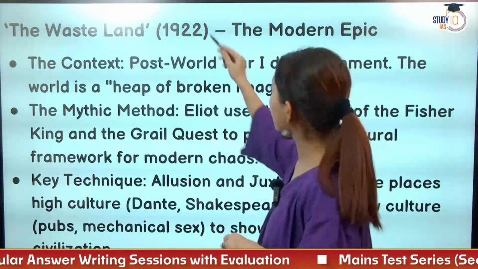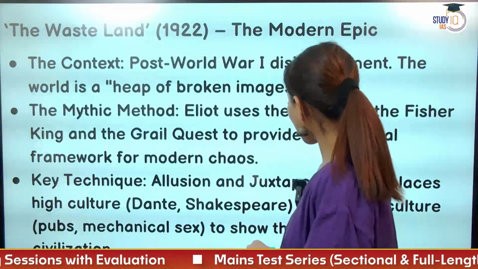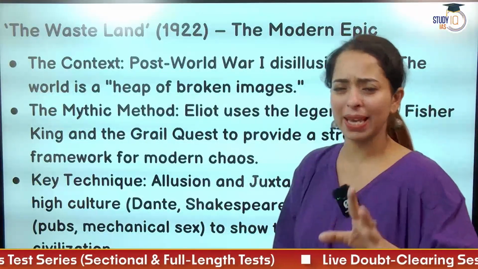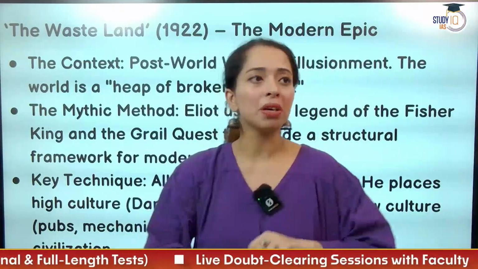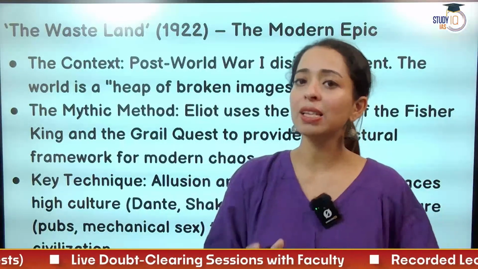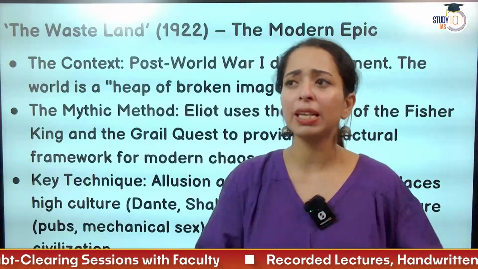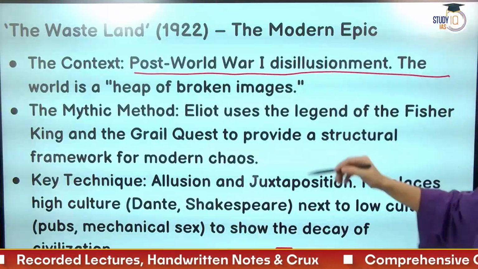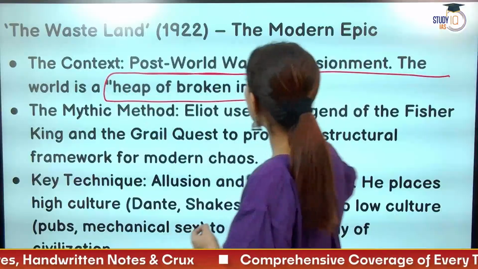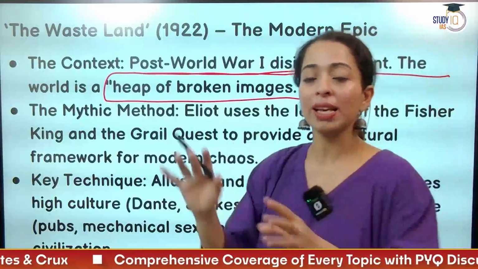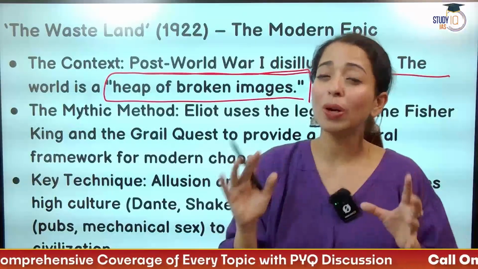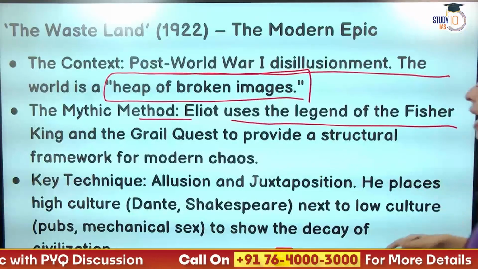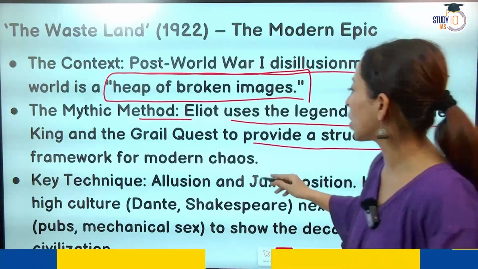Again, look at the year: it was written in 1922, and what had happened just before? The First World War had ended only one or two years earlier. So you can imagine the magnitude of the destruction this war had caused psychologically, emotionally, financially, in every which way. So the context is post-World War disillusionment, the world is a heap of broken images. While the world was breaking, The Waste Land showed a broken, apocalyptic world. The mythic method: Eliot uses the legend of the Fisher King and the Grail quest to provide a structured framework for modern chaos.